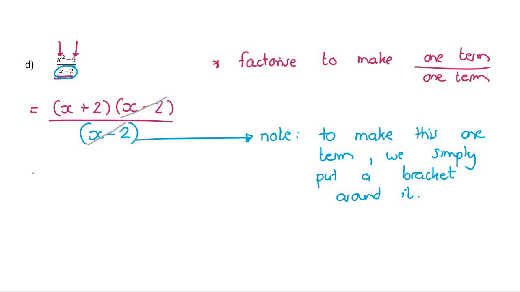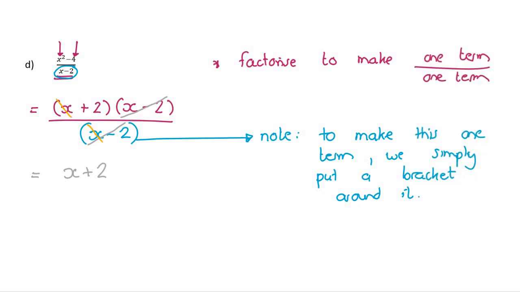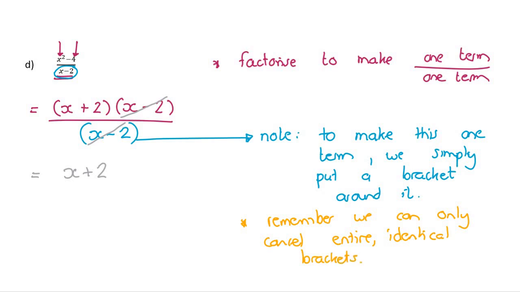Remember, you cannot pick parts out of the Happy Meal. So I couldn't possibly say, for example, that x will cancel with that x. No, that's not how it works. An entire bracket or nothing. So I'm just going to write that here. Remember, we can only cancel entire identical brackets. And even write yourself the note about the Happy Meal if you think it'll help. You can't have the Happy Meal toy without the whole meal. And so this answer was x plus 2.